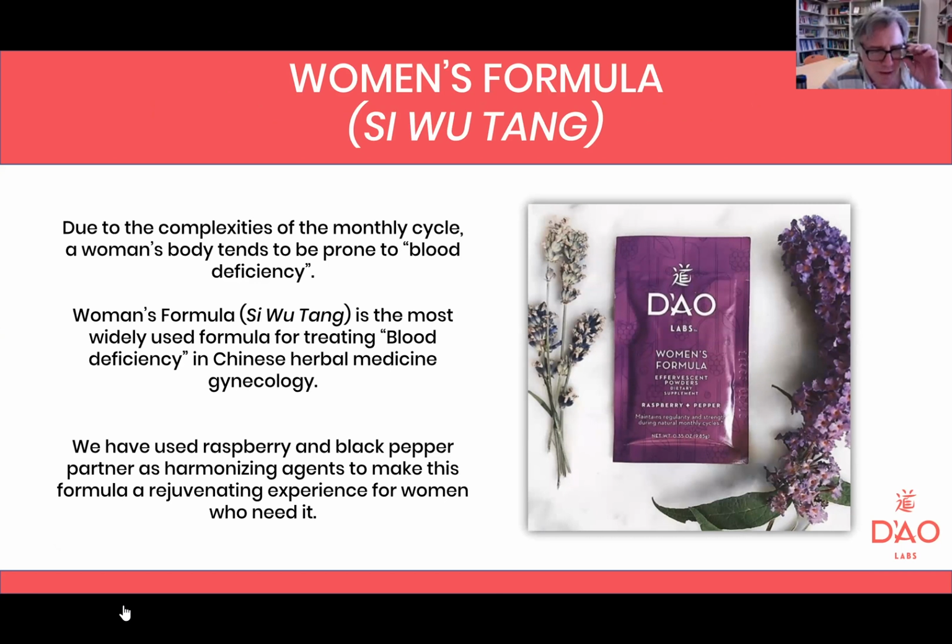As Chen Shouyuan told us, women have a tendency towards blood deficiency just by the nature of their menstrual cycle. Every month there is a little bit of bleeding. If that bleeding happens to be a little bit heavier for some women, you can actually become anemic. But even if you don't become anemic, that doesn't mean you don't have a blood deficiency, as we define it in Chinese medicine. So this is a great formula. At Dao Labs, we've tried to make it a more pleasurable experience. We've used raspberry and black pepper to flavor it, and this can be an important part of infertility treatments and of regulating the menstrual cycle in general.